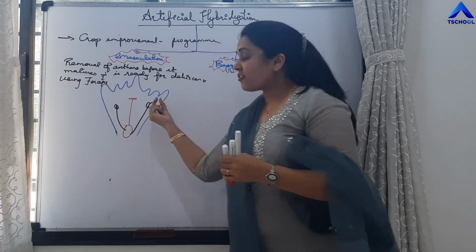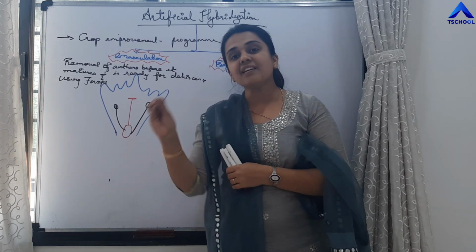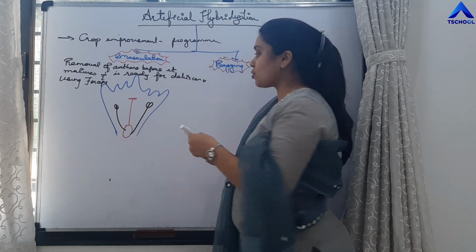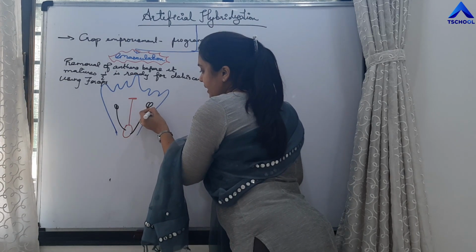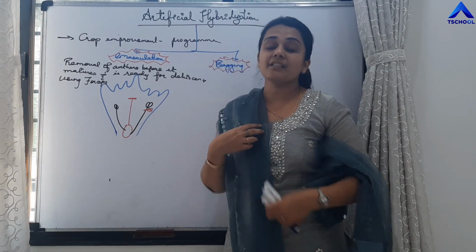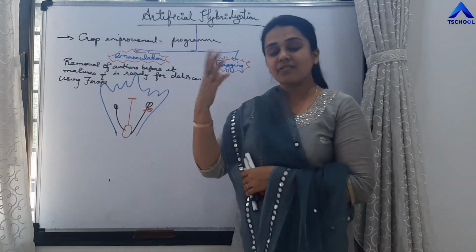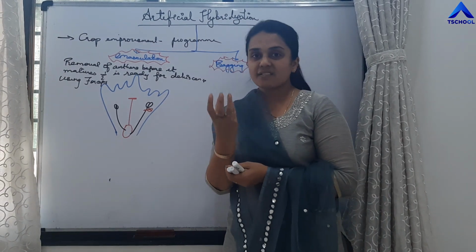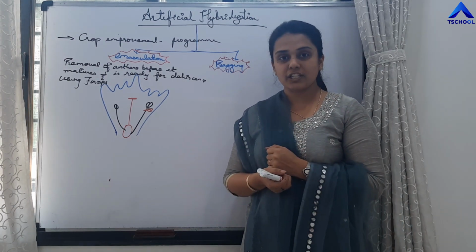So as and when these anthers are on the verge of getting matured, near to getting matured, what we are doing is cutting down these anthers using forceps or scissors, just before they mature and are ready for dehiscence, that is release of pollen grains. We are removing those anthers, our desired anthers, which possess desired pollen grains. That process is called emasculation, right?